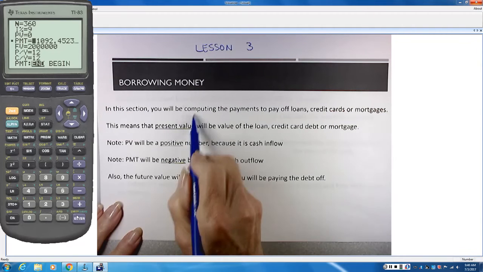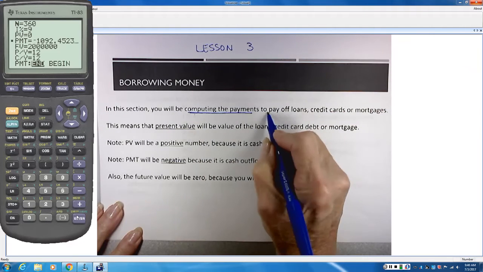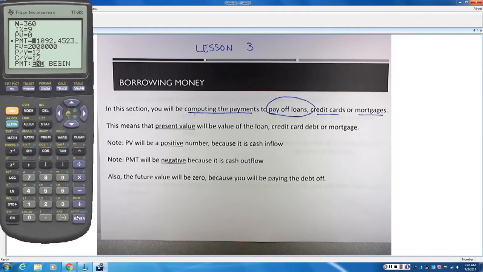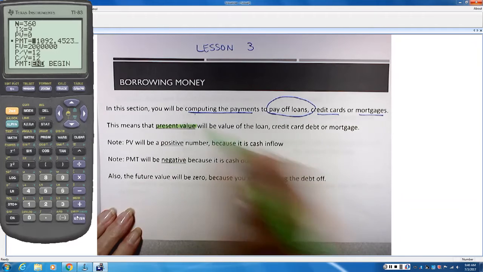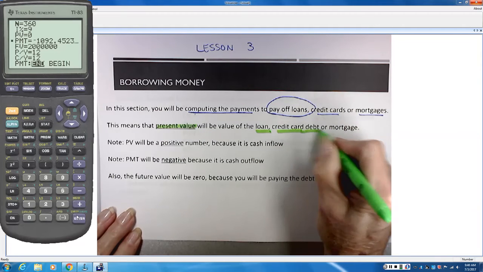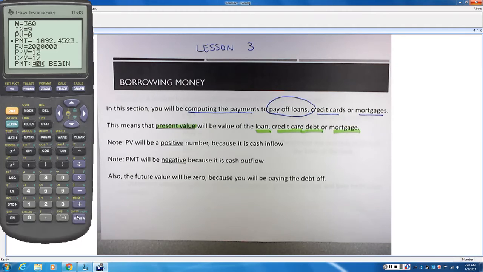We're going to be computing payments to pay off loans or credit cards or mortgages. So we're still paying, but we're not going to get the money at the end. We're going to get the house or the car instead. So that means that the present value is going to be the value of the loan, credit card, debt, or mortgage. What do you owe today? How much did you spend on it today that you haven't paid yet?